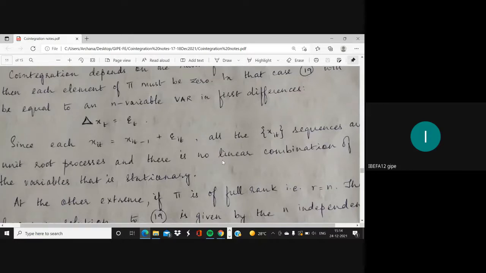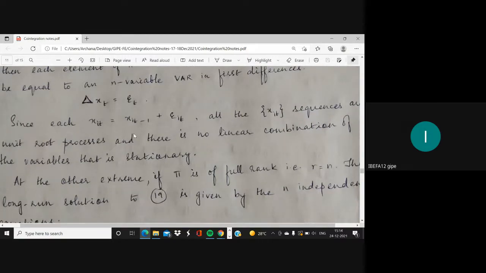If we want to find a linear combination of the variables that is stationary, then we need to find some parameter values where the linear combination of the two variables will actually become stationary. But that is not the case over here. Since this coefficient is equal to 1, all your variables are following a random walk. They are unit root processes, so there's no combination of these variables that will be stationary.